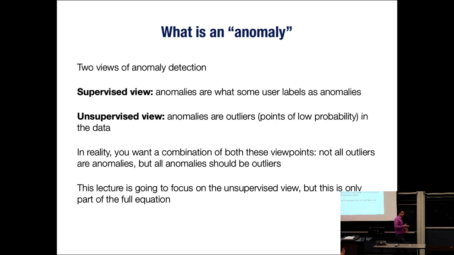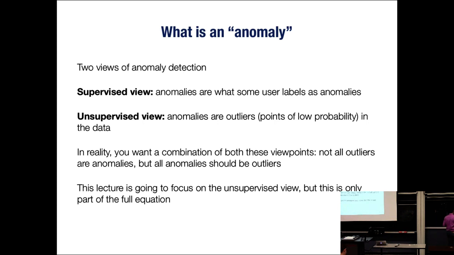On the full other extreme, there's the fully unsupervised view, which is to say that anomalies essentially are just outliers in the data. And the nice thing about the term outlier is that it doesn't actually require any notion of the actual task at hand. And so it can actually be determined by an unsupervised algorithm.